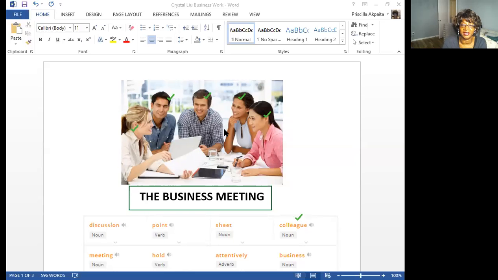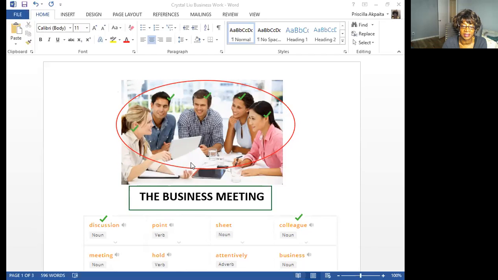Now that we've identified the people in the image as being colleagues, we will look around to see if we could really understand all of the vocabulary terms that will be used today. So they are sitting around and they are having a discussion. This is what they are doing right now. They are having some sort of a discussion. These 5 individuals are having a discussion.